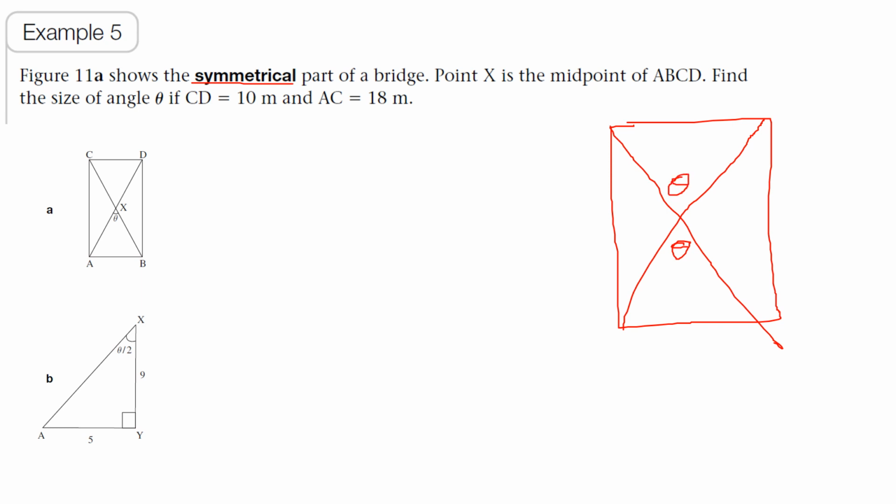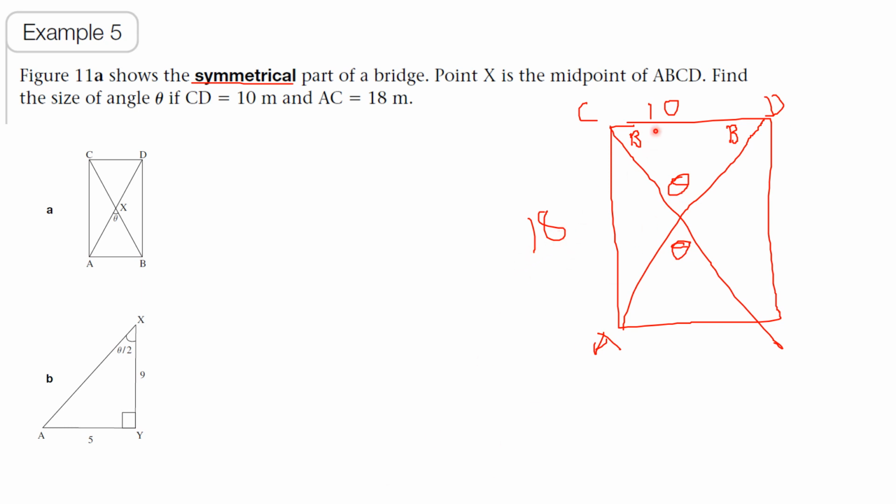And then we are given the side CD. They say CD is 10, and AC is 18. From the symmetrical part, we know this angle here, angle beta, will be equal to the angle here. So if we find these two angles, we'll be able to find theta by using the sum of angles in a triangle. If we find this one angle, we have found that angle because this angle is equal to that angle. Then we'll be able to find theta. I hope that makes sense.